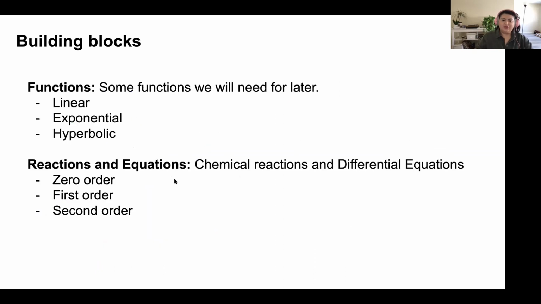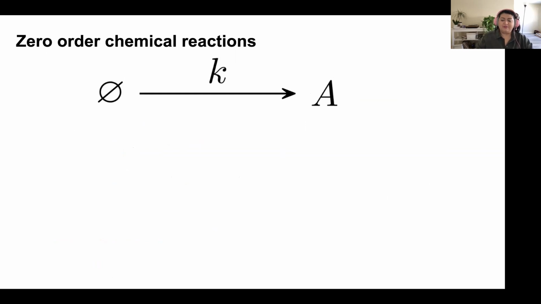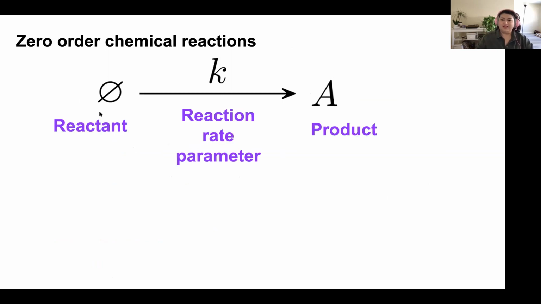Okay, so let's go through the differential equations that get associated with chemical reactions. This is the second building block, but essentially all we need to model just about anything. Okay, so zero order chemical reactions. A zero order chemical reaction looks something like this, where we still have a reactant, a product, and the reaction rate parameter, but the reactant is empty. That is why we call it zero order: the order of the reactant is zero, or the power of the reactant is zero.